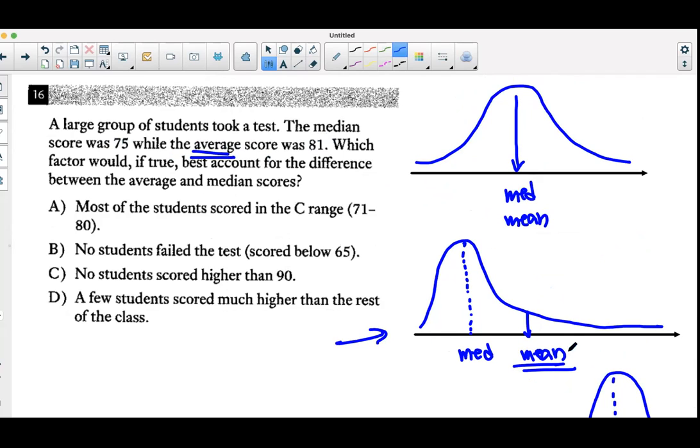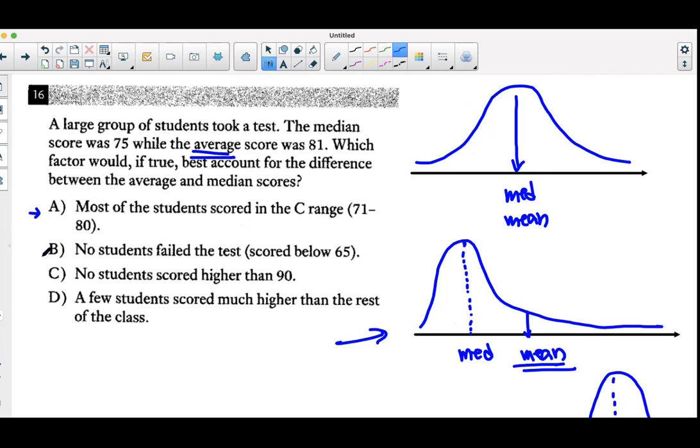This is a 75, and then that's 80, 81. Okay. Then which factor, if true, best accounts for the difference between the average and median score? Most students scored in the C range, okay, that makes sense. That's pretty good. We have a lot more students who scored around here. That makes sense. No students failed a test below.